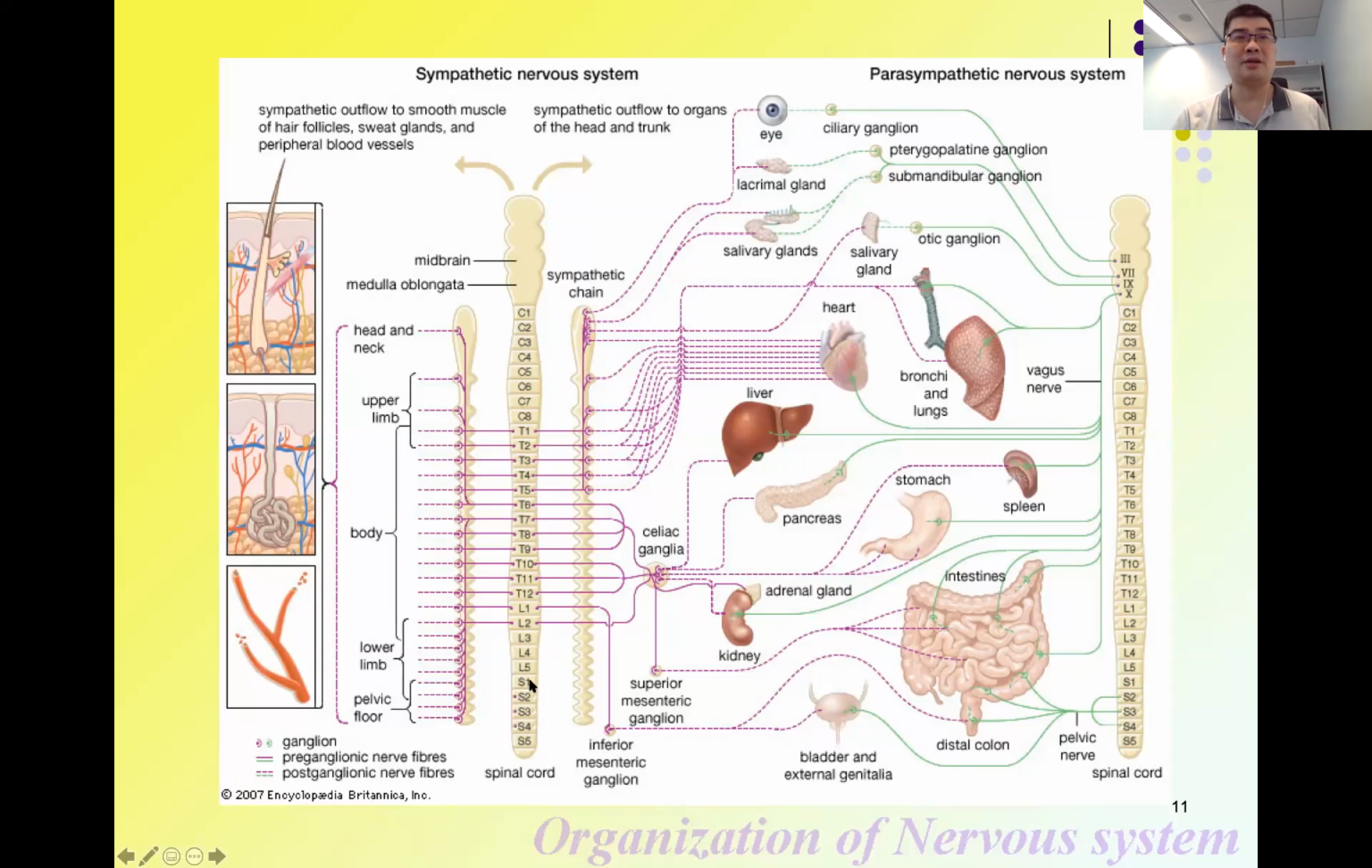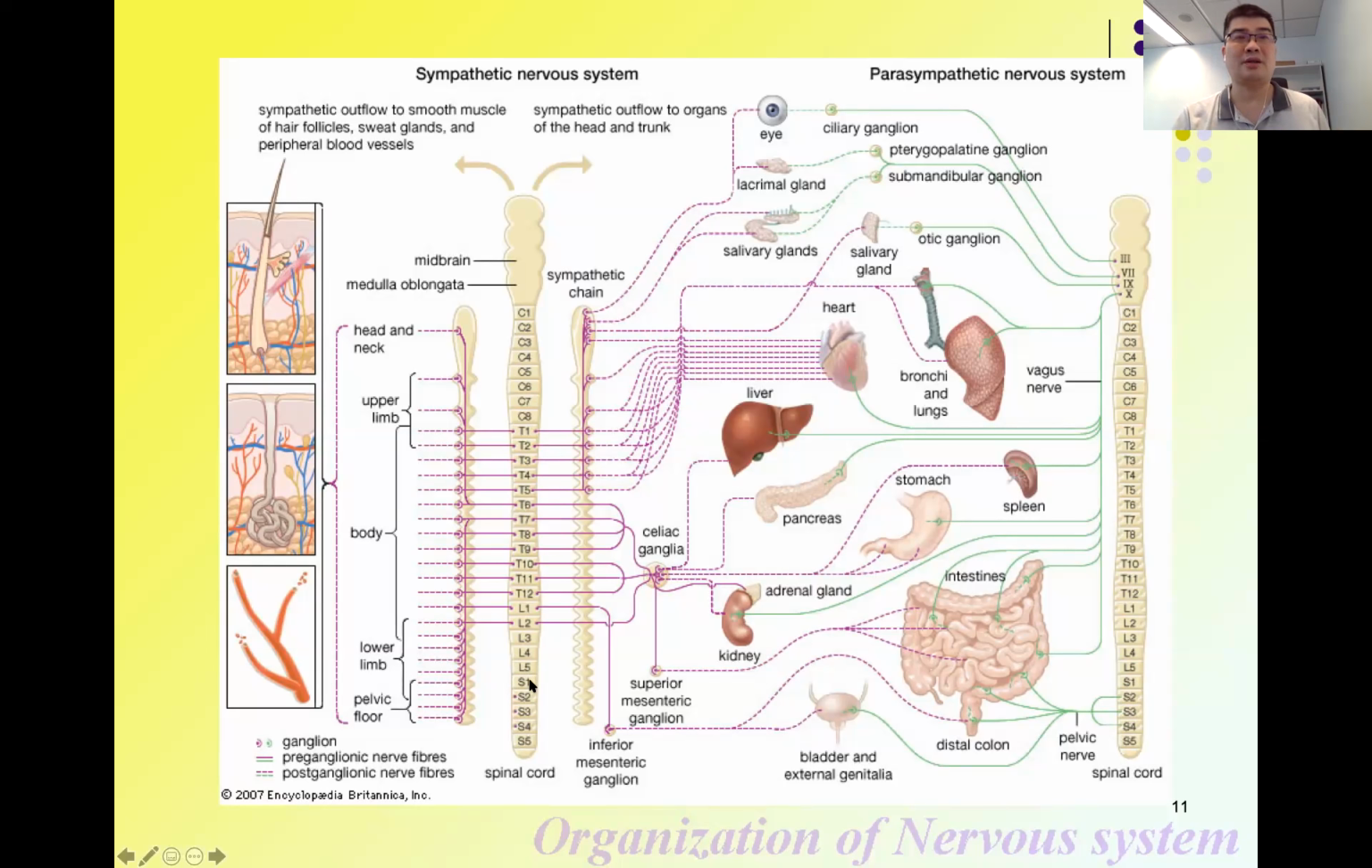So these are the different paravertebral postganglionic neurons. Okay. Now you can see that after they come out, I just don't want to confuse you. So here is from the spinal cord coming out. So this is the paravertebrae. And then after that, that will go out to the organs. Is it okay?